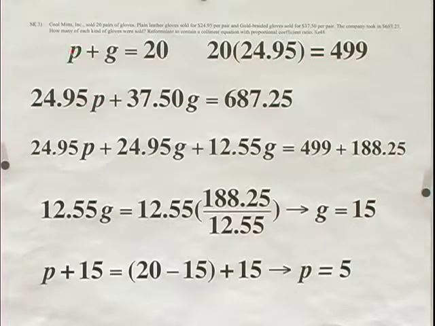How about P? P plus 15, that's gold. 20 minus 15 plus 15 in order to get that match. And when I do this subtraction, I get P is equal to 5. So 15 gold braided gloves were sold and 5 plain leather gloves.